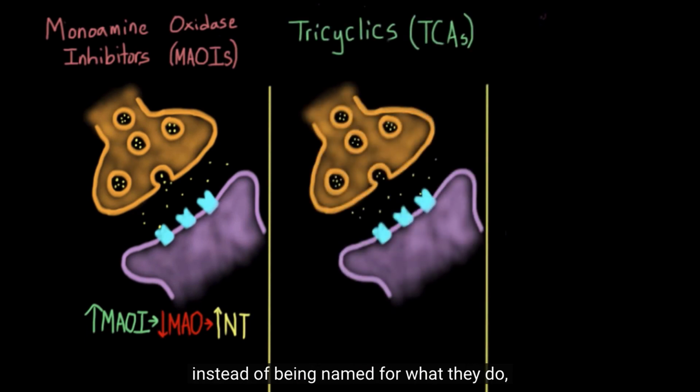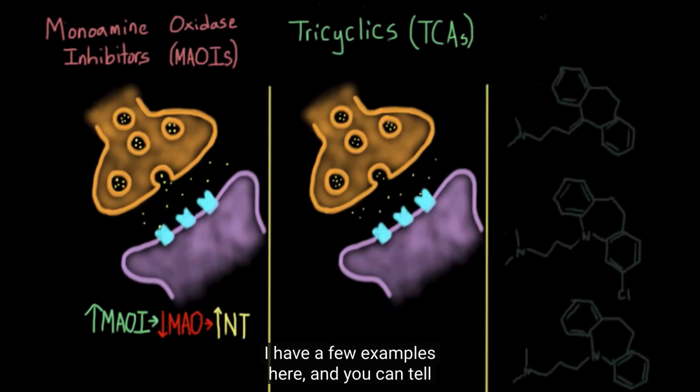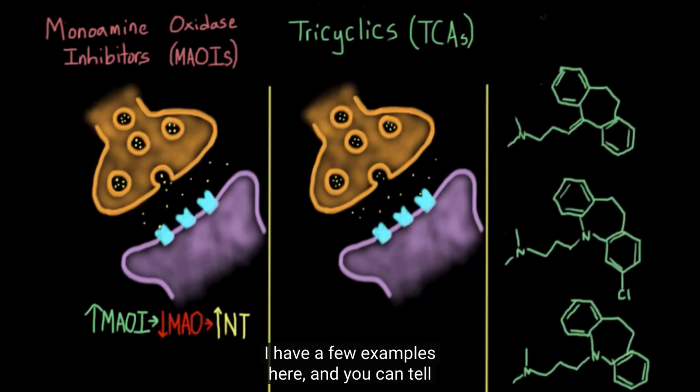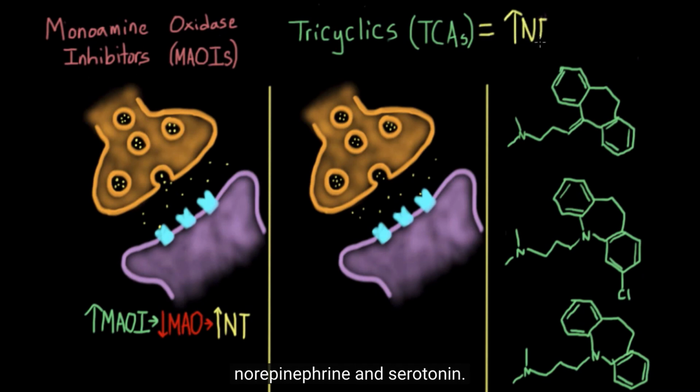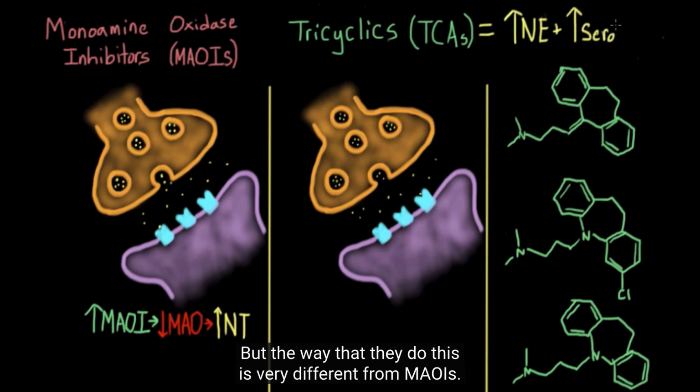The next type of antidepressants are tricyclic antidepressants. And instead of being named for what they do, these drugs are named for how they look. And I have a few examples here. And you can tell that all of them have this 3-ring structure. So tri for 3 and cyclic for the rings. And tricyclics work by increasing the levels of 2 specific neurotransmitters, norepinephrine and serotonin. But the way that they do this is very different from MAOIs.